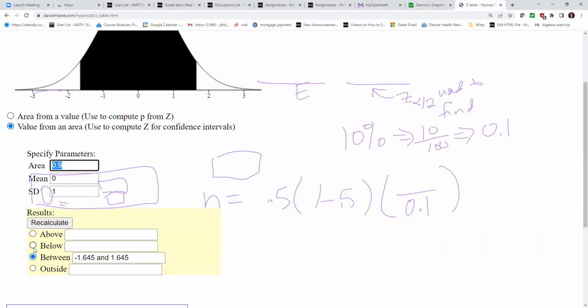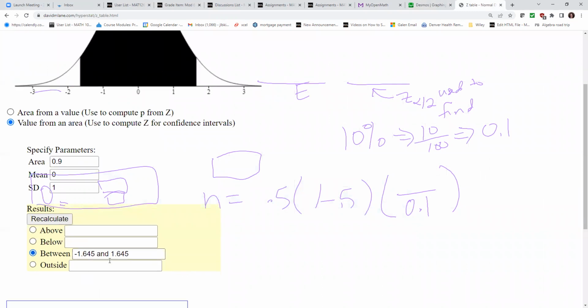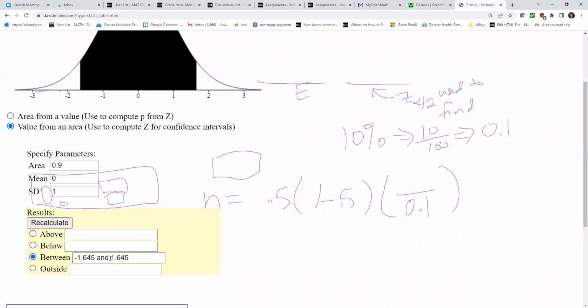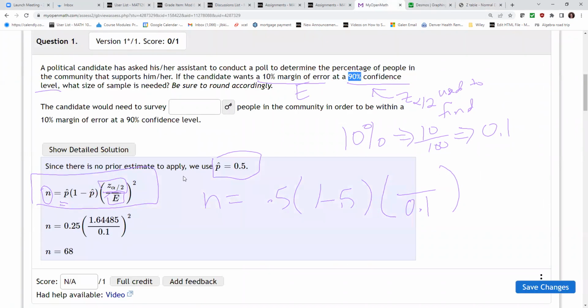So we'll put 0.9 in for the area. And then we want to find between. And then when you click recalculate, it doesn't matter which one you use, but you get 1.645. And now we can come back here and put in 1.645 and then square it.